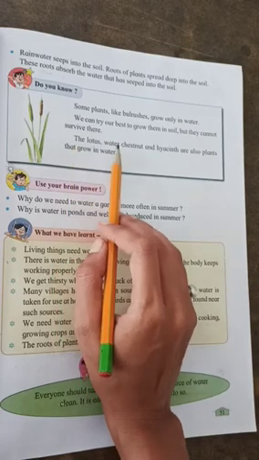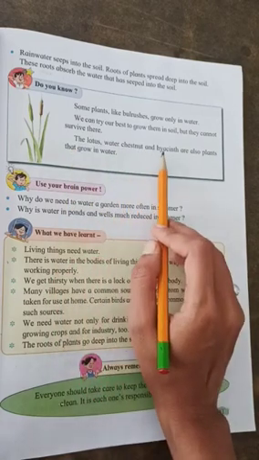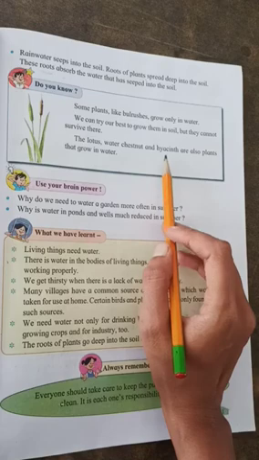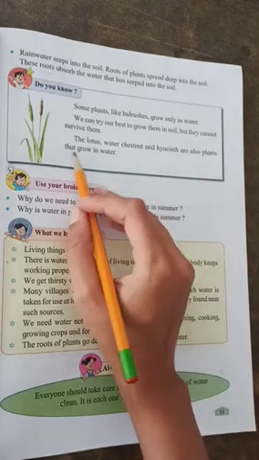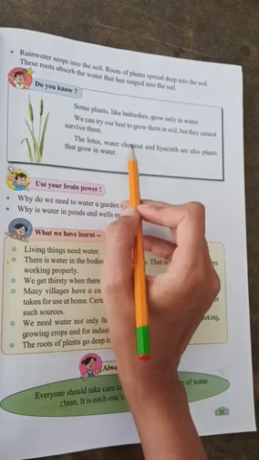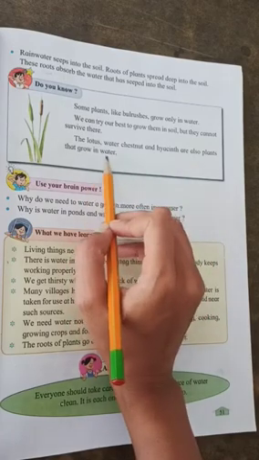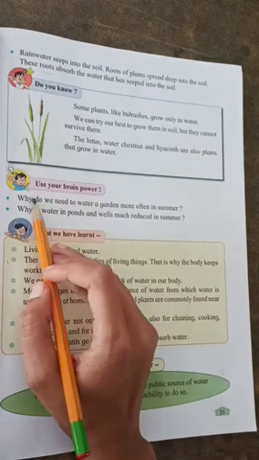The lotus, water chestnut and hyacinth are also plants that grow in water. Now these are the names of the plants which only grow in water, right?